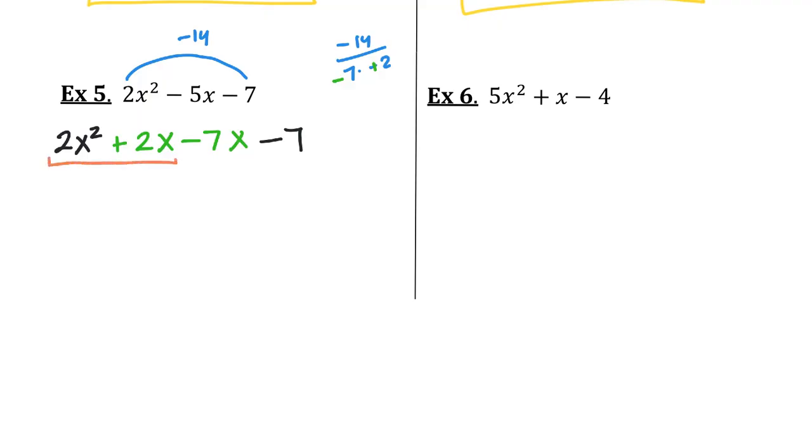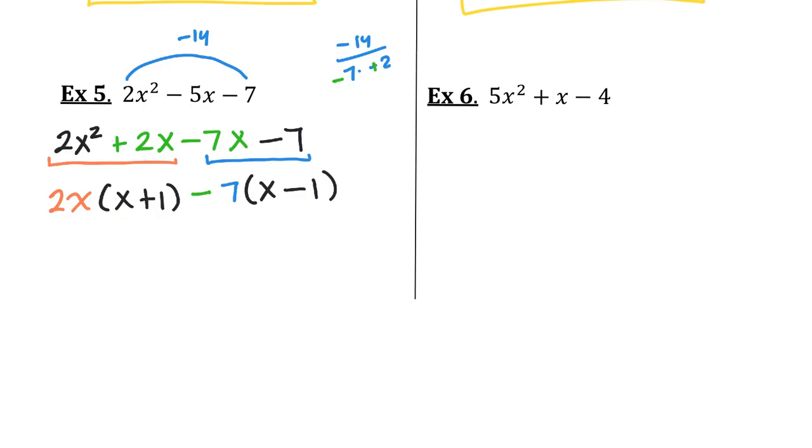2x squared and 2x. I can take out a 2x. And that leaves me with x plus 1. Okay, I'm going to bring down that minus sign. And then between the 7x and the 7, I can take out a 7. Negative 7 times x is negative 7x. Negative 7 times negative 1 gives me positive 7.